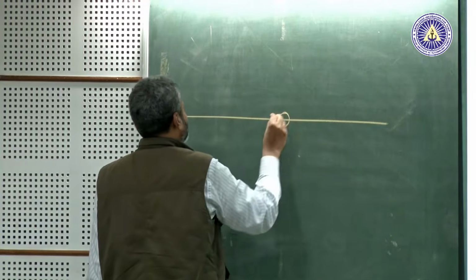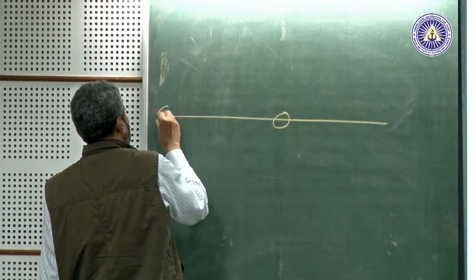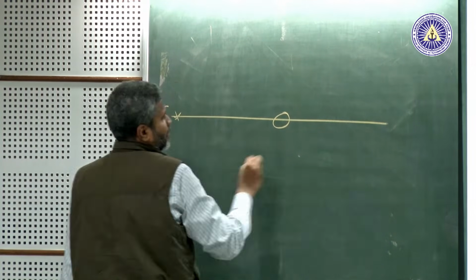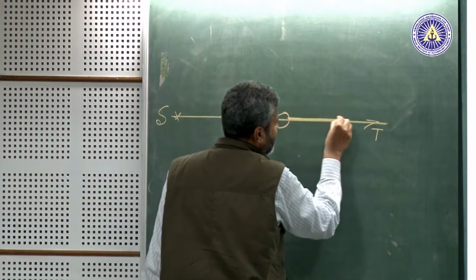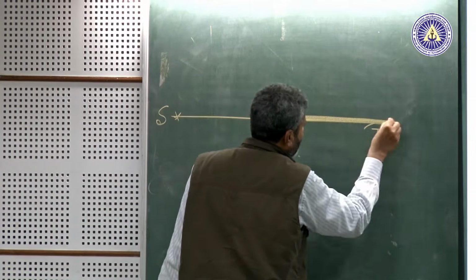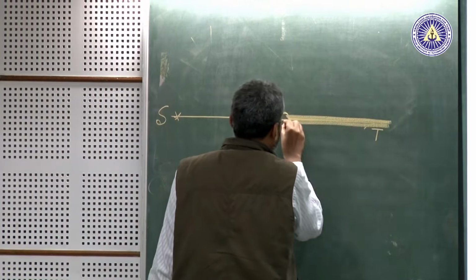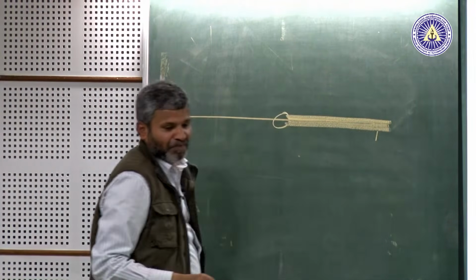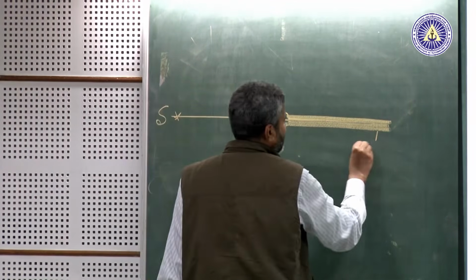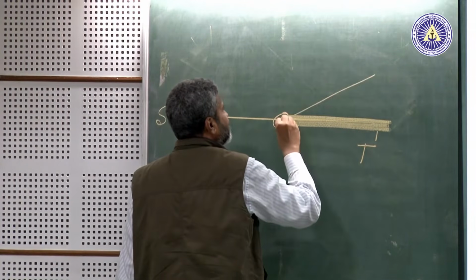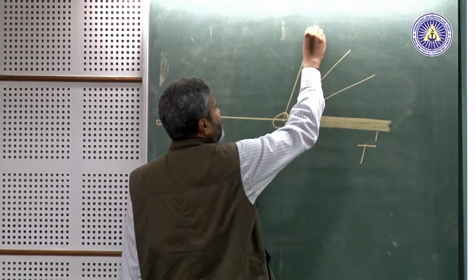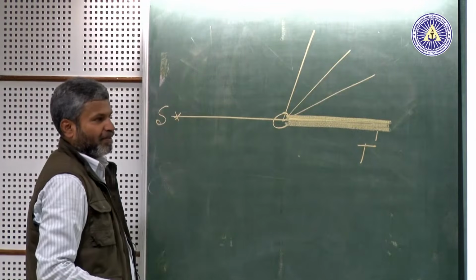So, this is your sample, this is your X-ray source, this is the transmitted beam, but the transmitted beam is extremely strong. In fact, most of the energy is there in the transmitted beam, and the detector is not designed for that, and the diffracted beams are extremely weak.